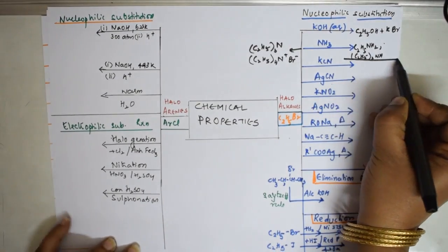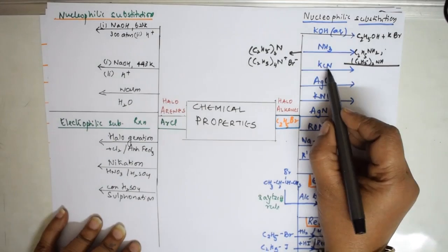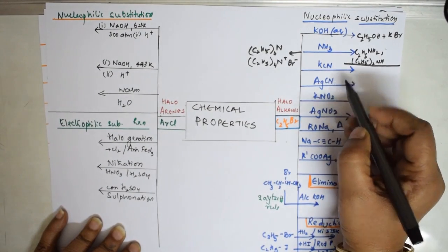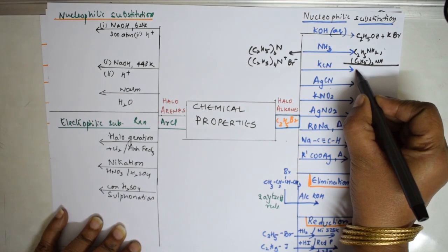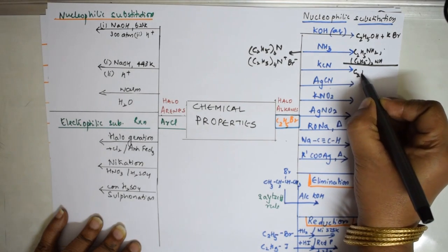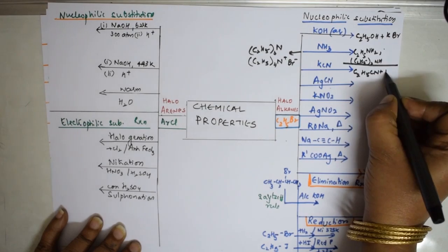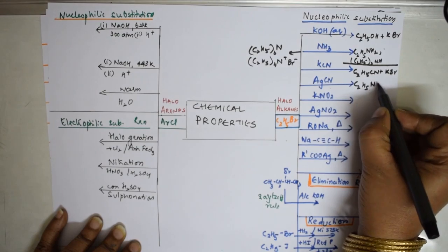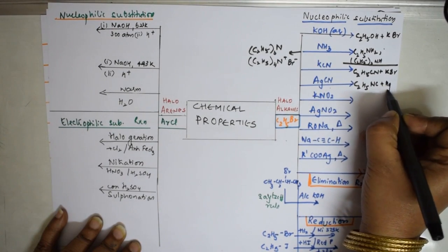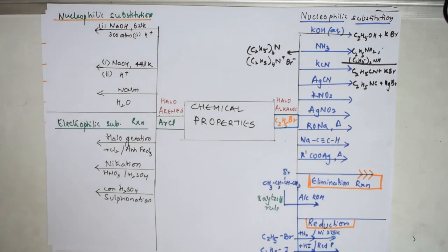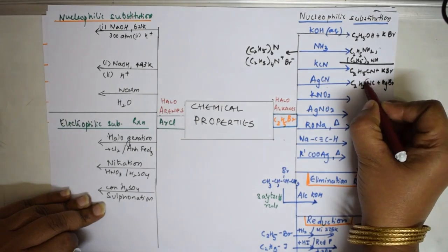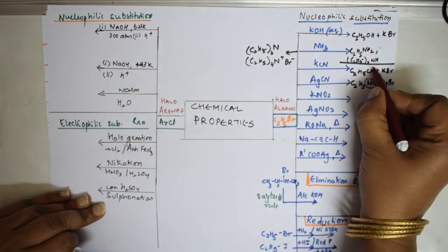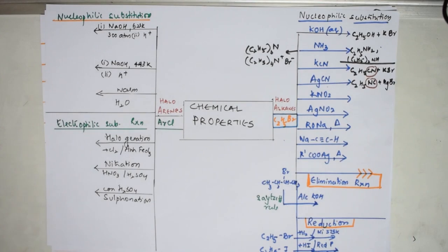Suppose in the exam potassium cyanide is there, silver cyanide is there. Remember, with potassium cyanide you will be getting a compound that is C2H5CN plus KBr. If you take silver cyanide, you will be getting a product C2H5NC plus AgBr. So remember that important thing. Let me mark with one more pen. Whenever you see AgCN, you get an isocyanide. Whenever you see KCN, you get a cyanide compound. Okay, students? Done? Right.